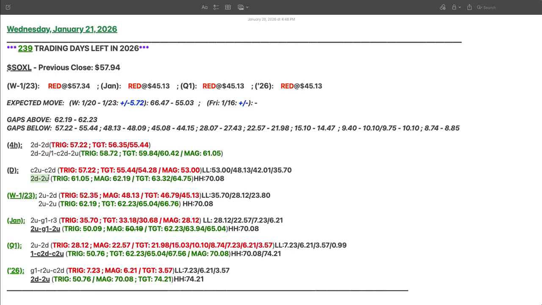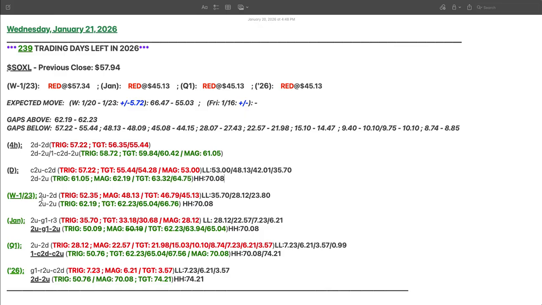Now, if we go to the upside on the day chart, we get that 2 down, 2 up, triggering at 61.05. Magnitude being 62.19, so not the largest magnitude in the world, but if we do push through that level with some good momentum, then we've got 63.32 and 64.75 as our extended targets.